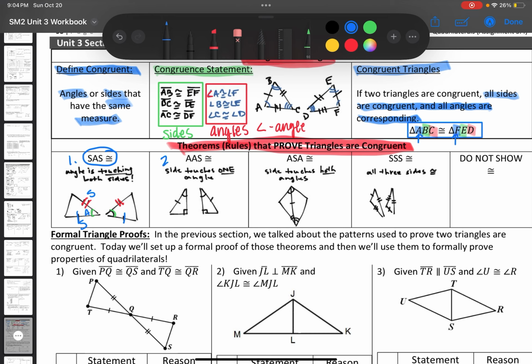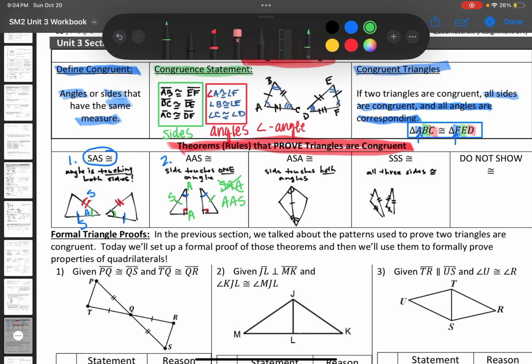Our second one is angle, angle, side. These two angles right here are the same, these two 90-degree angles are the same, and these two sides are the same. When we look at those orders, it's angle, angle, side. Don't get confused with side, angle, angle. It's angle, angle, side.